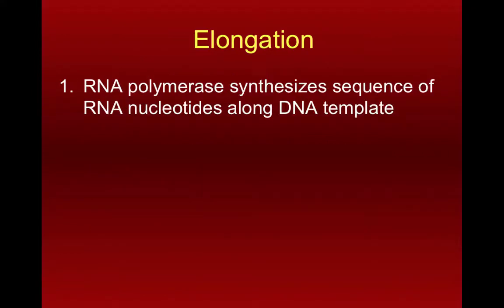So the next step is elongation. And what's going to happen next is that RNA polymerase is going to synthesize a new strand of RNA based on the DNA template strand. Okay, so RNA polymerase is synthesizing RNA using the DNA template strand. And that's kind of our next step.